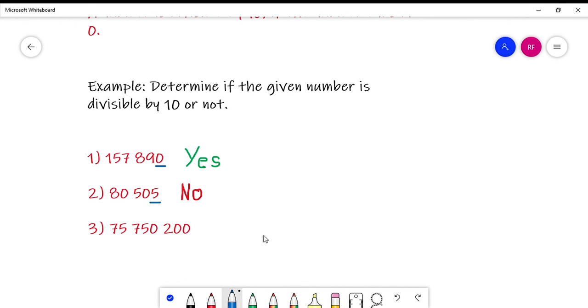And the last one, we have 75,750,200. So the ones digit is 0. That means this number is divisible by 10.